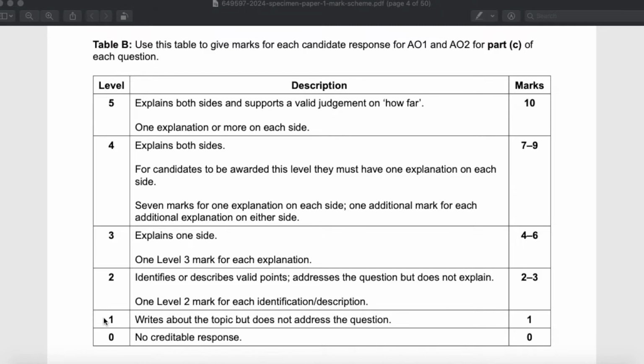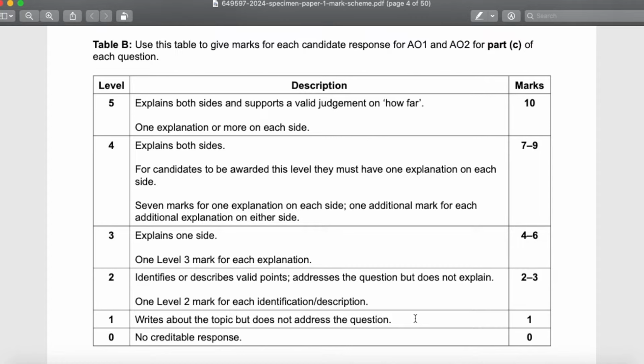Level 1 writes about the topic but does not address the question. So we're going to look at some questions about Britain and France and the League of Nations. If you just talk about Germany for the entire essay and don't mention Britain and France at all, you're going to get about a 1. So please avoid that. Always address the question.